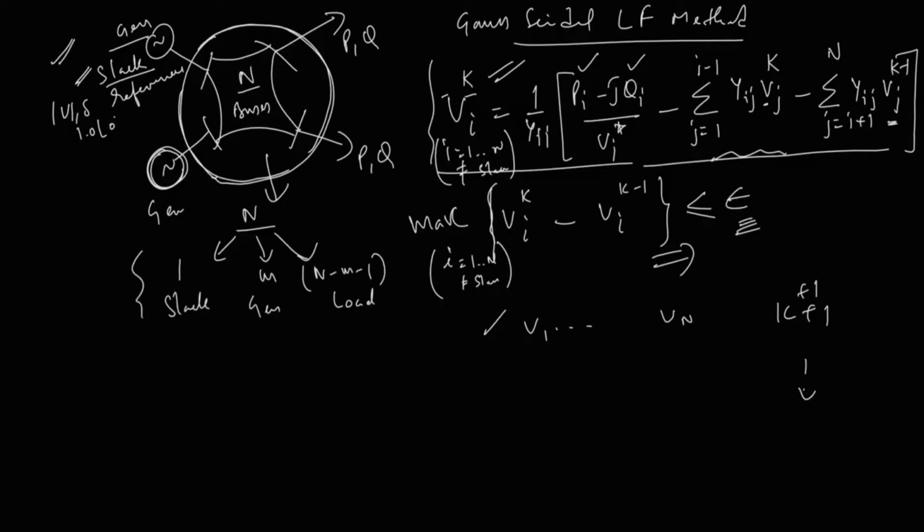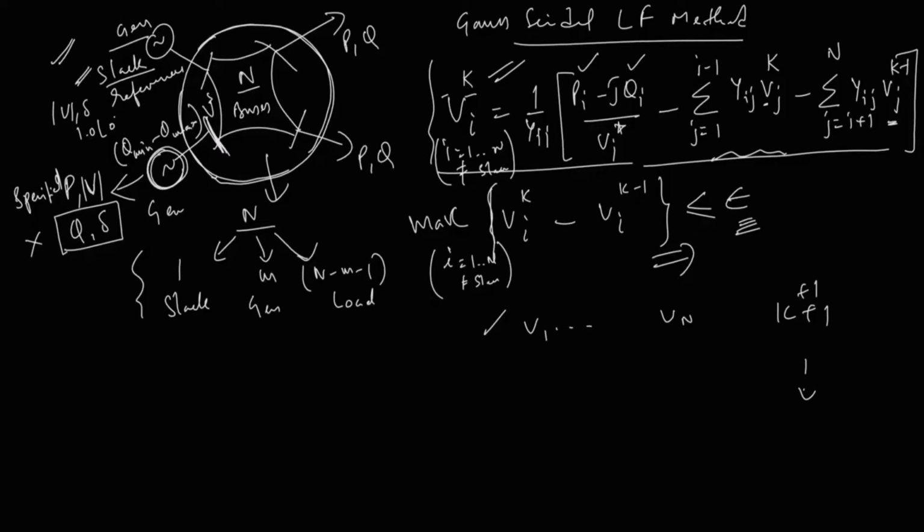Under this situation, we know that at all generator buses P and V magnitude are specified, but not Q and delta. Q and delta are not specified, but we know the range, Q minimum to Q maximum, which the generator can supply to maintain the specified bus voltage at that generator bus.